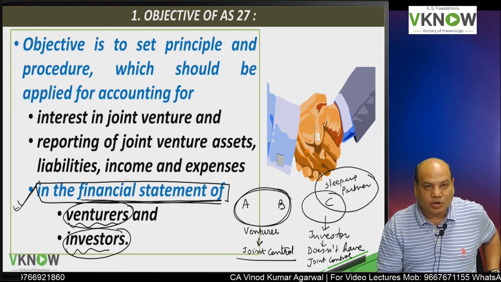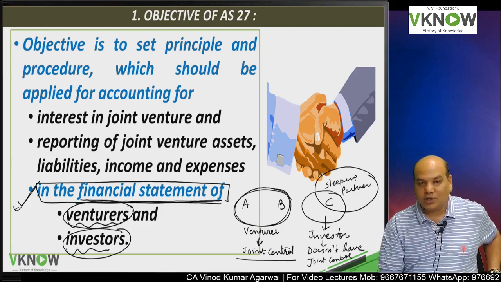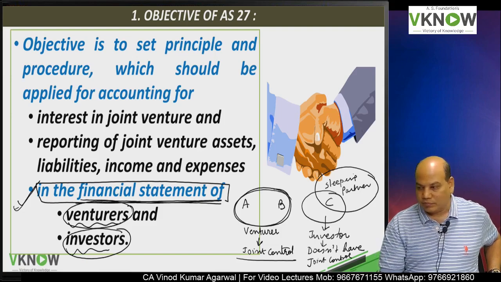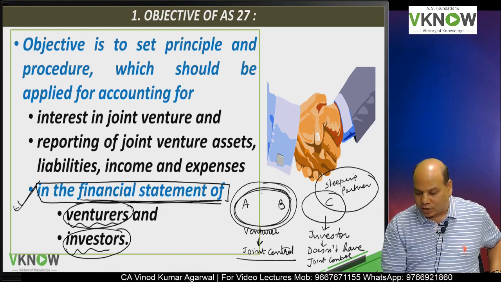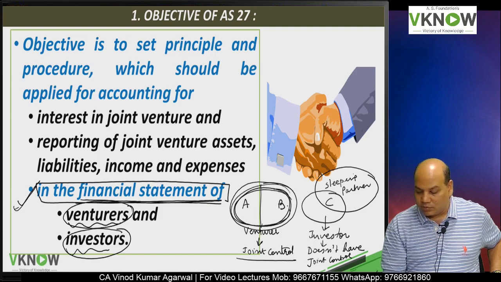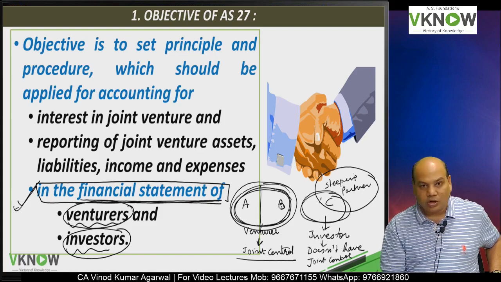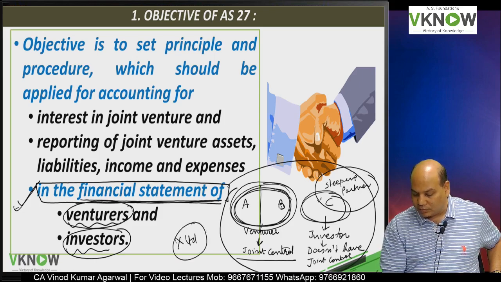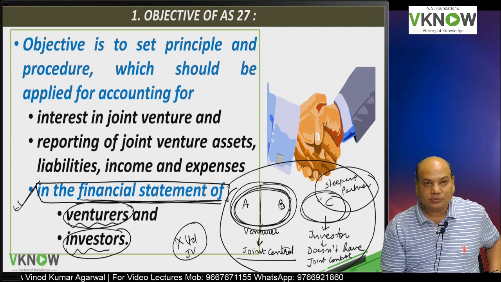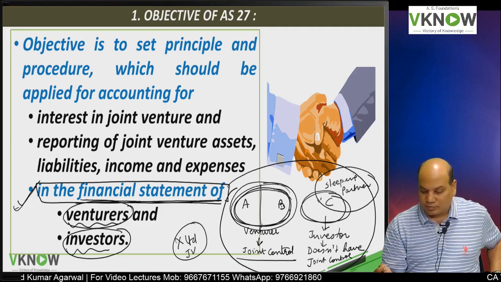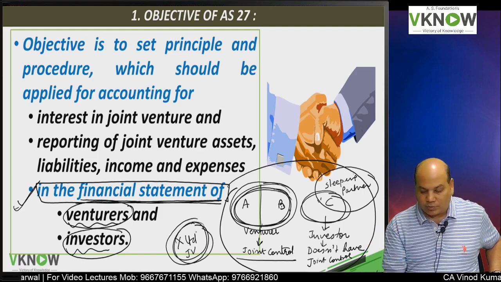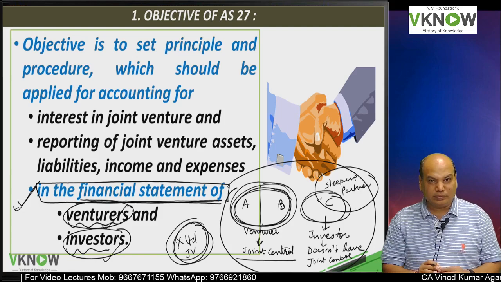He will contribute to the capital, he will enjoy the profit, he will get the dividend, but he will not participate in the day-to-day running of the business. That activity is taken care of by A and B, and A and B will be called venturer, C would be called investor. And suppose they form a company called X Limited. This is called joint venture. The company that they will create is called joint venture. This standard is not applicable to the joint venture. It is applicable to venturer and investor.